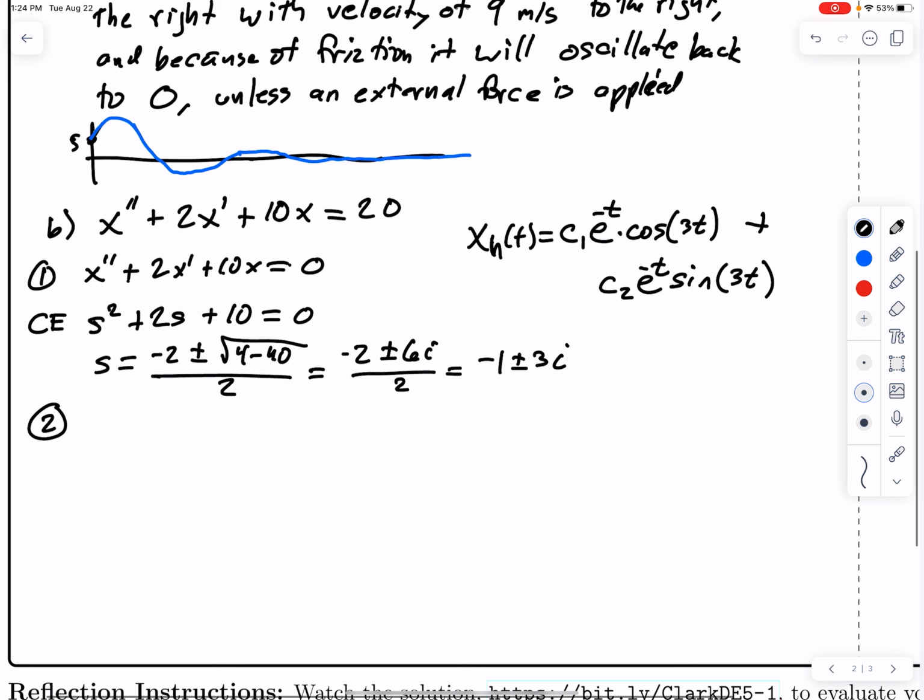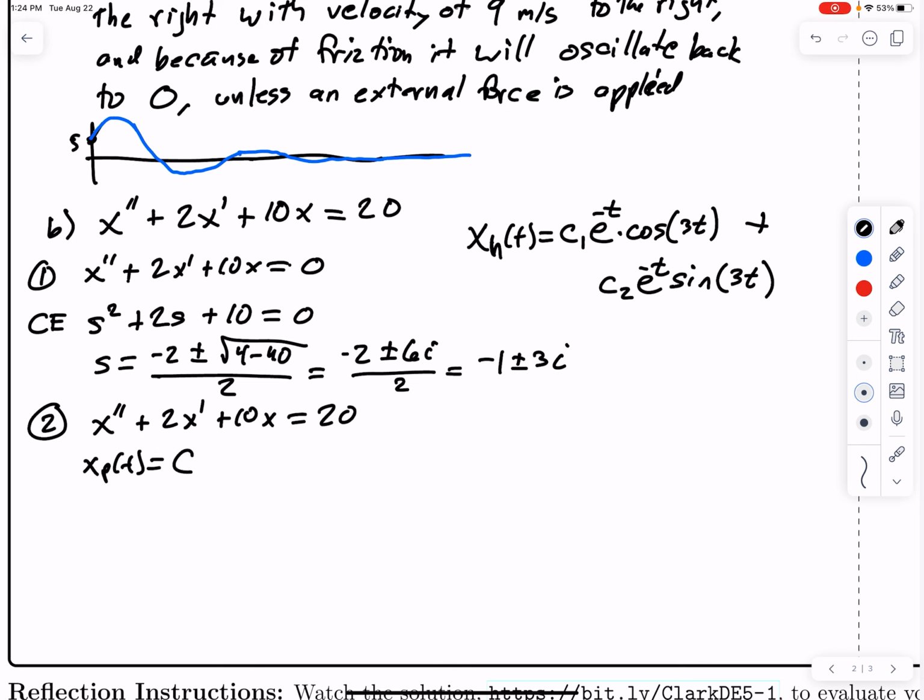Part 2, we're going to need the particular solution: x double prime plus 2x prime plus 10x equals 20. Since the forcing term is constant, I'm going to assume the particular solution is constant. The derivative of a constant is 0, and the first derivative is 0. So 10c equals 20, so c must be 2. So now my particular solution is 2, right?